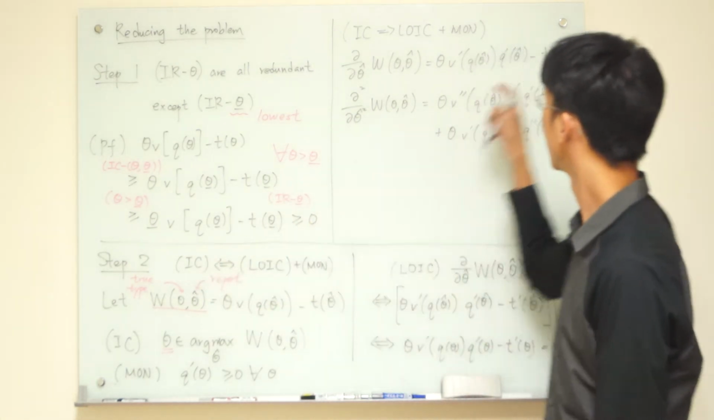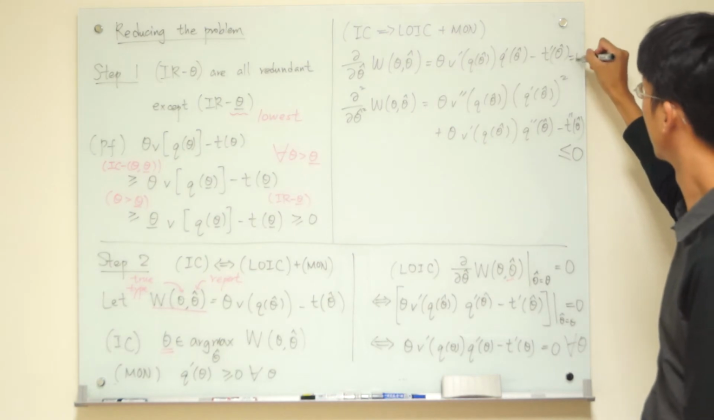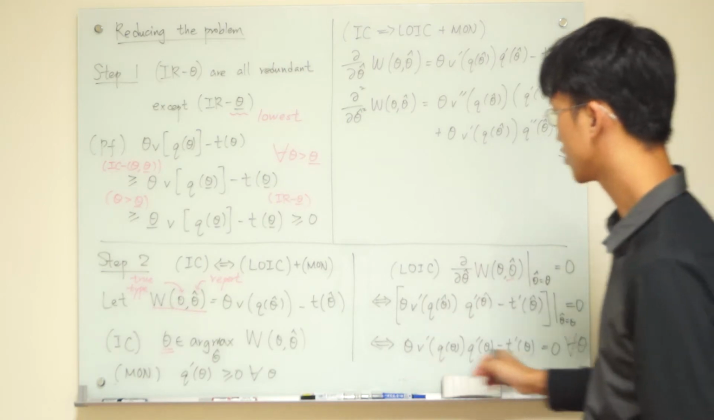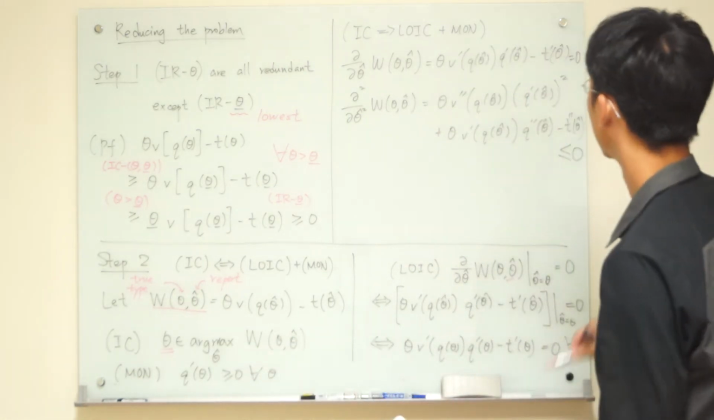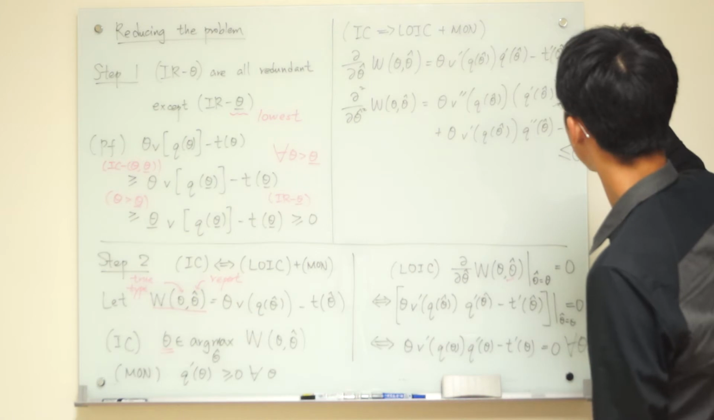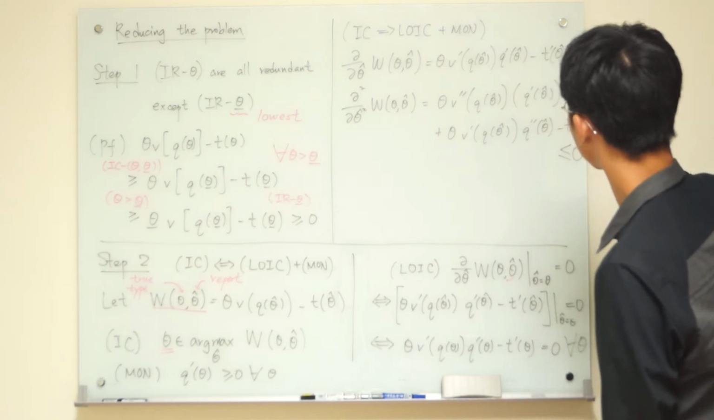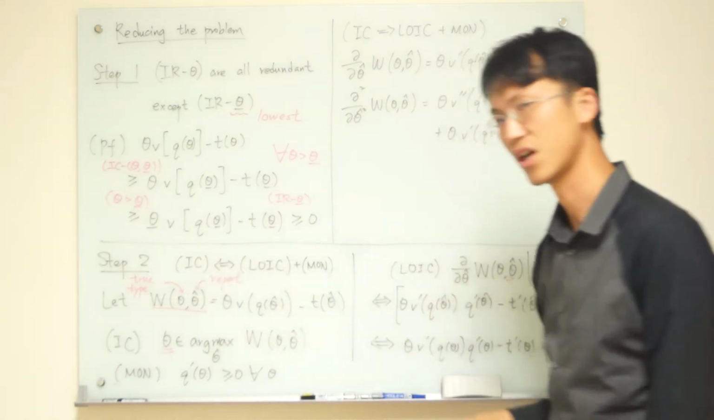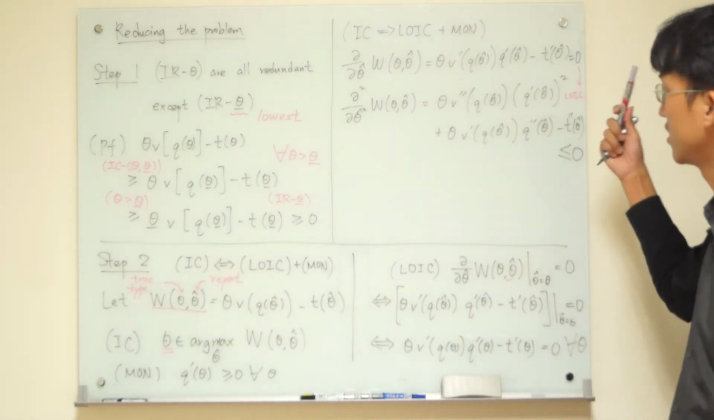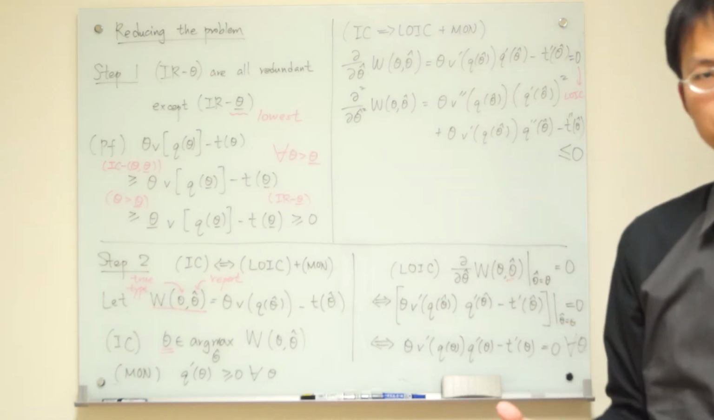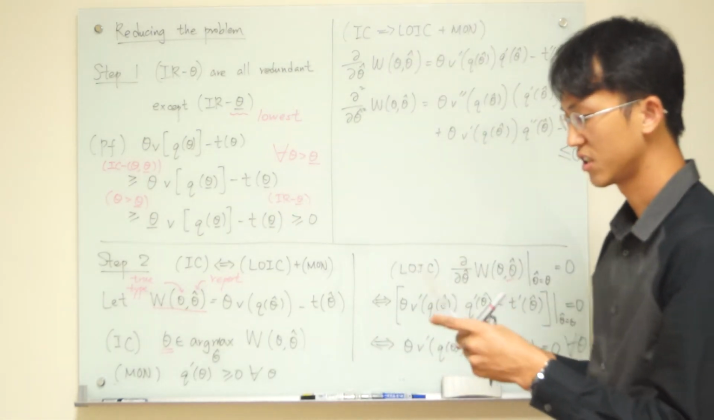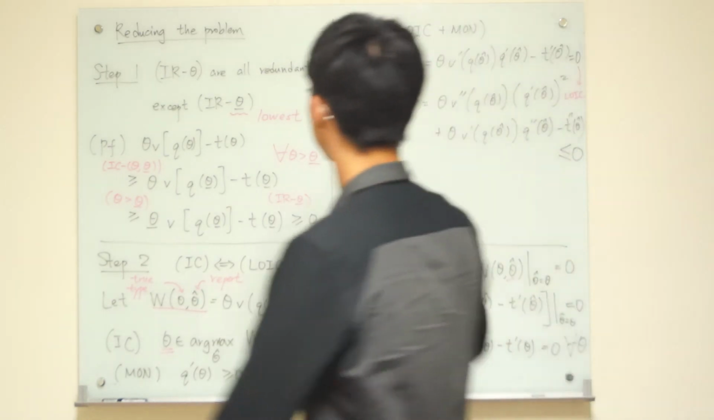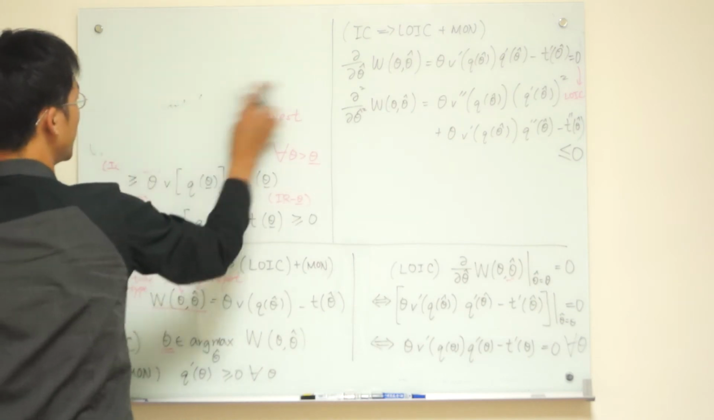If you have IC, these two things must both be true for all types. If that's true, then immediately you have your local IC, right? This part gives you local IC, because naturally, global implies local. So you have local IC. Now let's see how we may find the monotonicity condition. So we need to do another differentiation here.